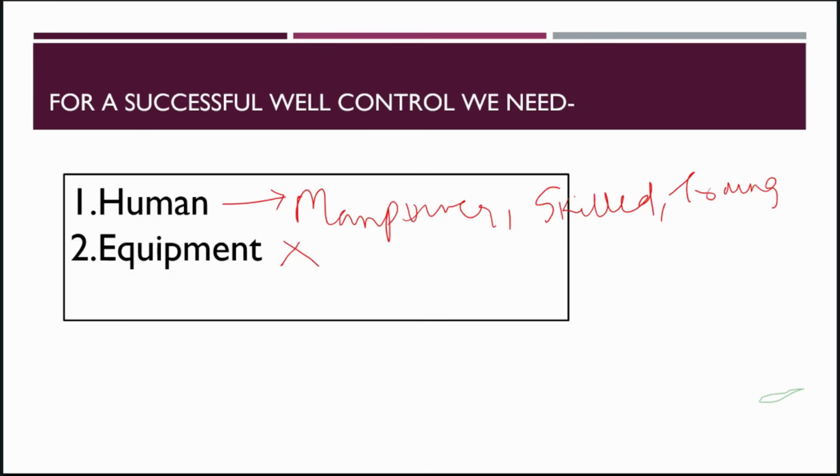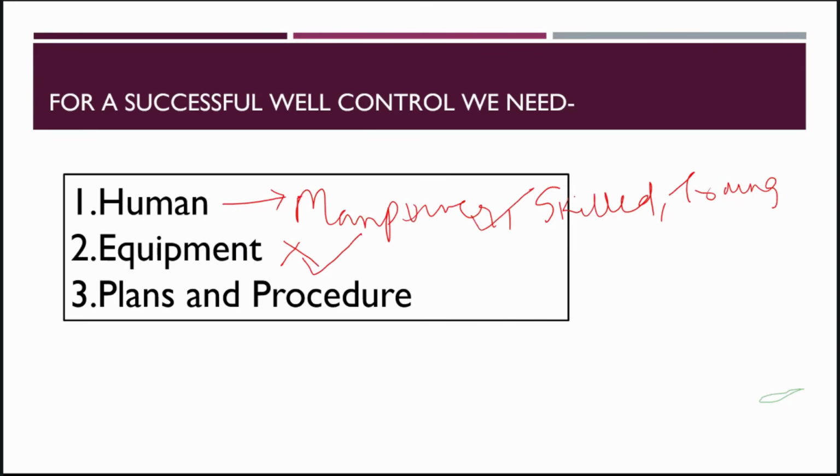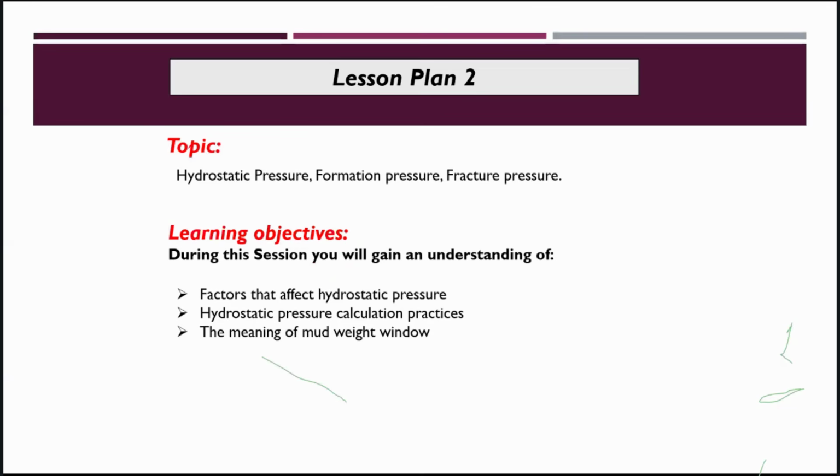So you need human manpower, you need proper equipment, and you need the plan and procedure. Because if you have all the manpower plus all the necessary equipment, but you don't know how to proceed, what the plan is, what procedure needs to be followed, then it is not possible to do the job correctly. So all these three factors are most important. You cannot pinpoint one. All three are interdependent: have correct plan and procedure, correct equipment, and correct manpower.